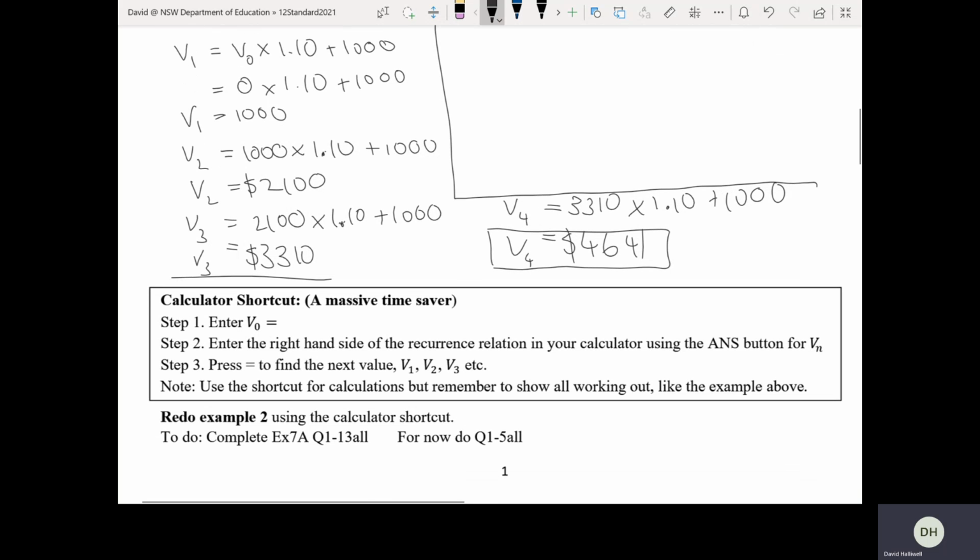However, there is a quicker way to work out the different V values. And this is using your calculator. So this is a calculator shortcut. So the first step is to enter V0 and then press equals. And then after you've done that, we enter the right-hand side of the recurrence relation. And the key thing is we use the answer button for V sub n. And then you can just keep pressing equals, and every time you press equals, you get to the next value. Okay, so you press equals, you get from V0 to V1, then equals from V1 to V2, equals from V2 to V3.